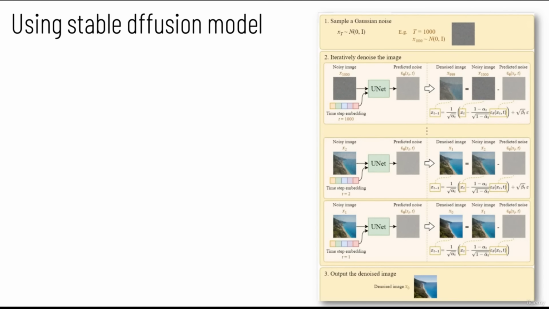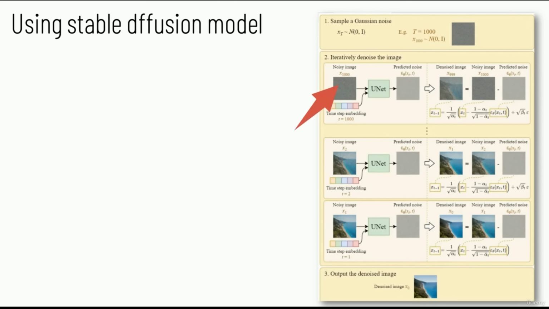Let's visualize what we talked about earlier. Firstly, we will sample a Gaussian noise from the standard Gaussian distribution. And let's say here capital T equals 1000. Now we have x1000.